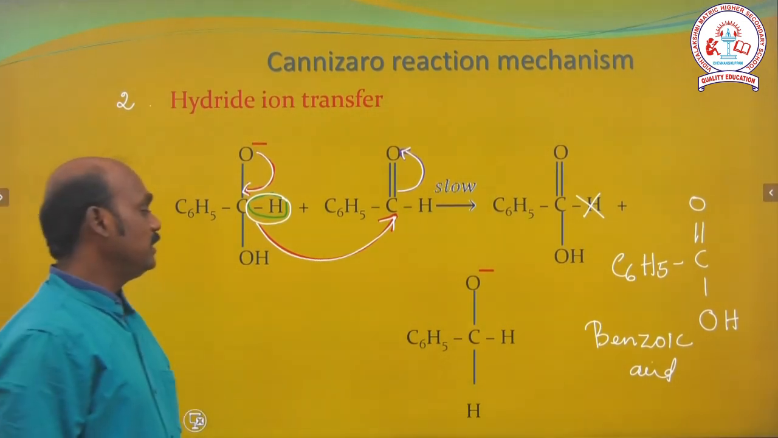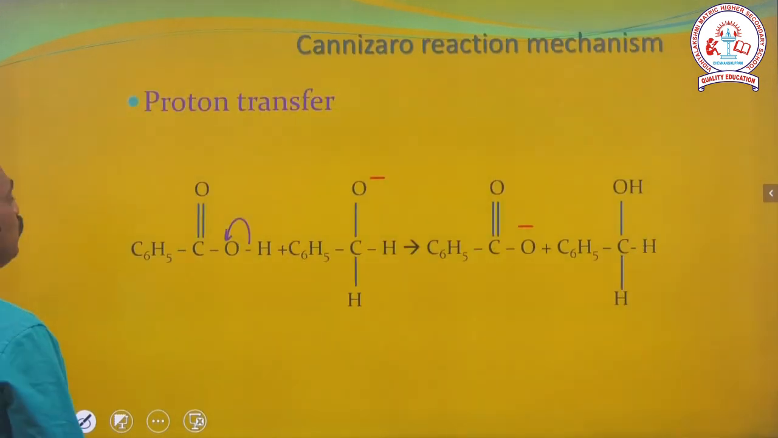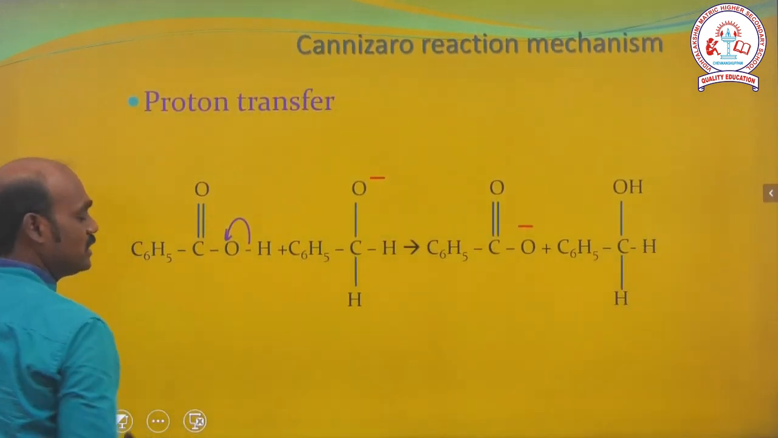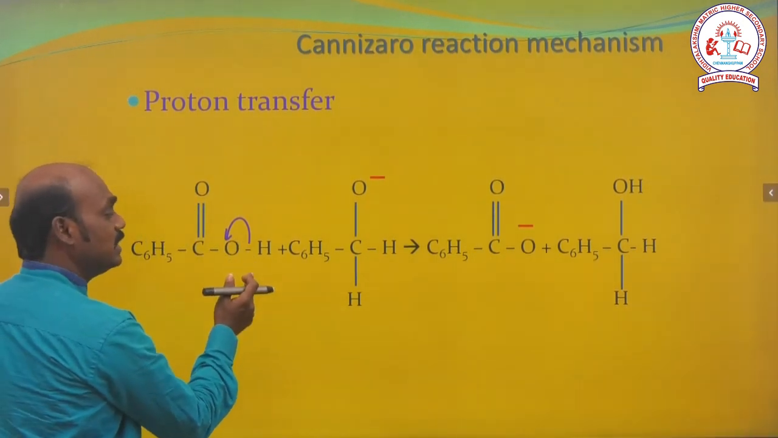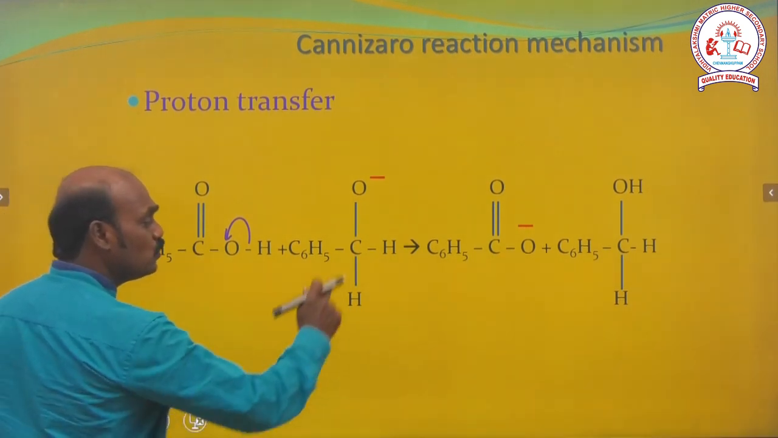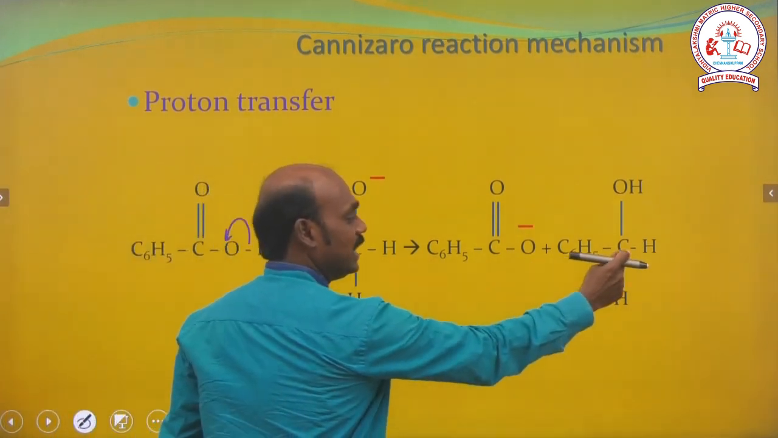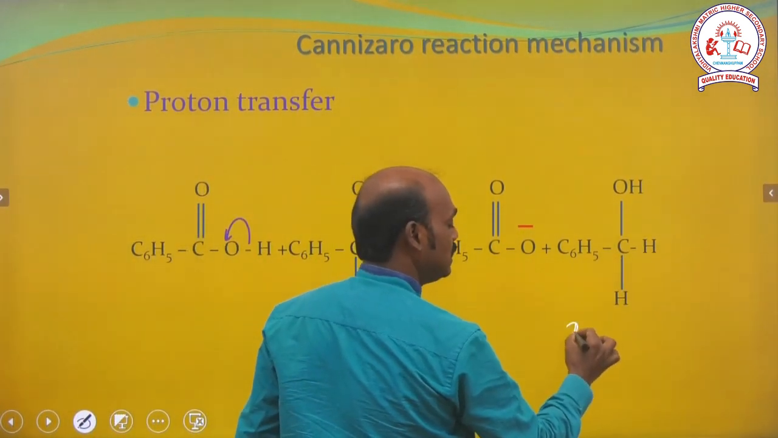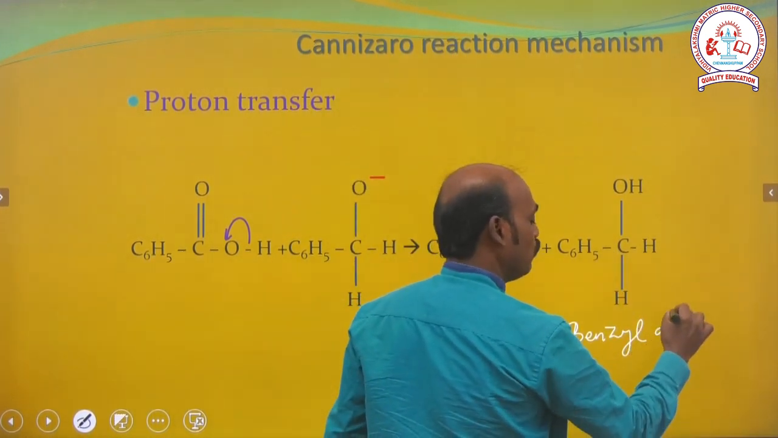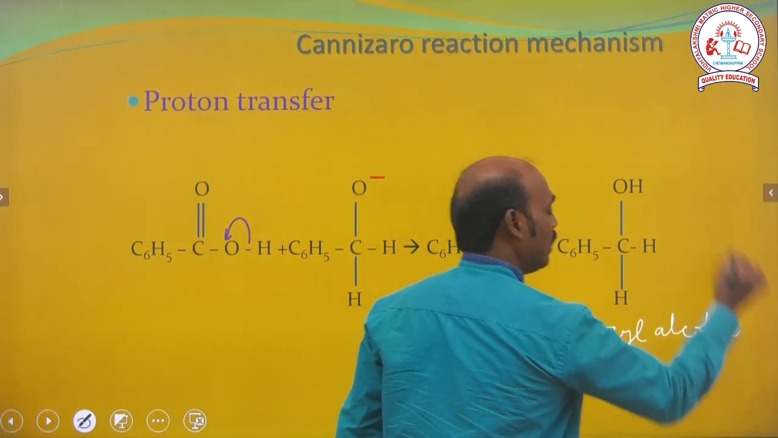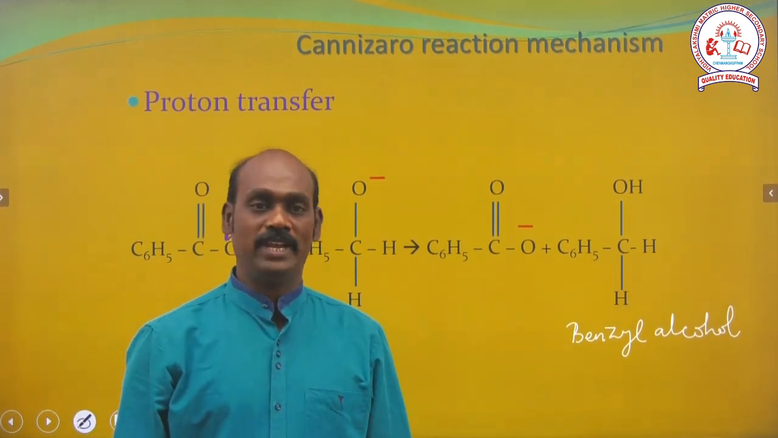Then the third one, proton transfer. Third one is proton transfer. So benzoic acid, we know what is an acid. Acids are the substances that give H plus ion. So here the hydrogen atom is displaced from benzoic acid to the C6H5CH2O minus ion. Then we get C6H5CH2OH, that is benzyl alcohol. So in this mechanism we get both carboxylic acid and alcohol. So this is an example for the simple Cannizzaro reaction.